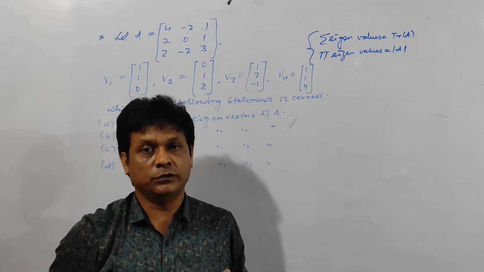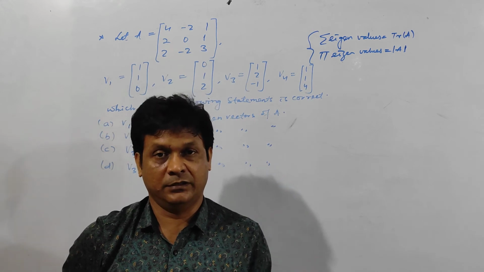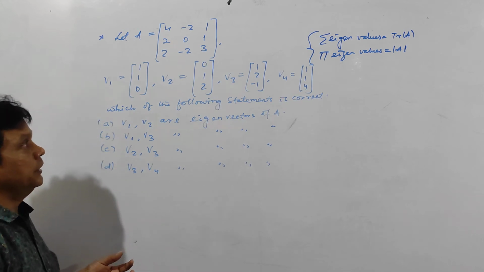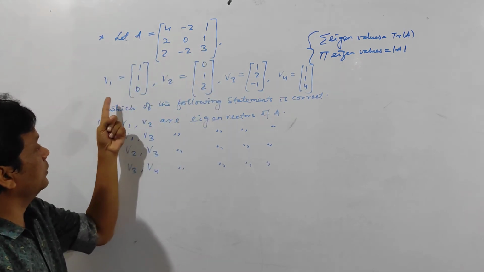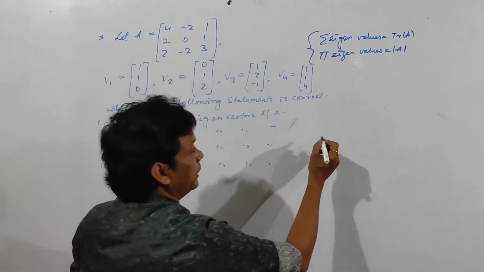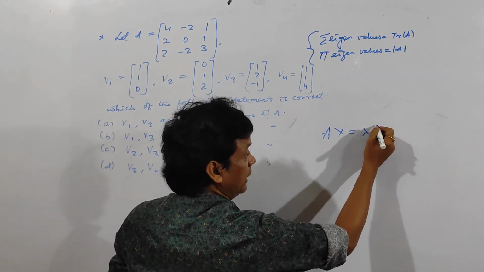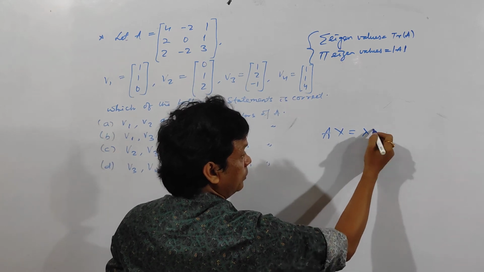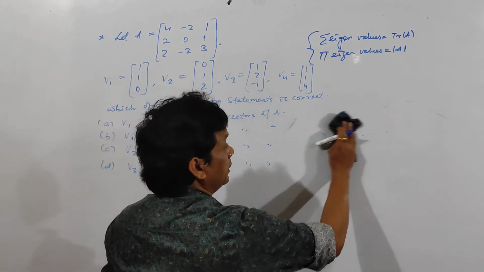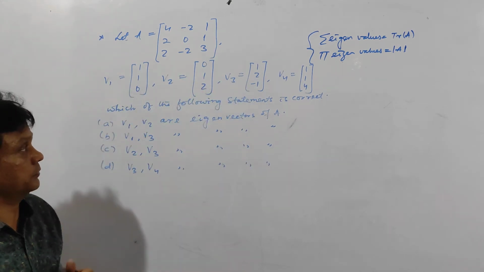See, I have already told you Ax is your lambda x. That means some multiple of x, and that multiple is called the eigenvalue. That means in your question A is given and you want to find out which one is the eigenvector. Simply multiply A with x, and if the answer is some constant into this x, then that x is the eigenvector. Clear? So you want to test each and every one: v1, v2, v3, v4.